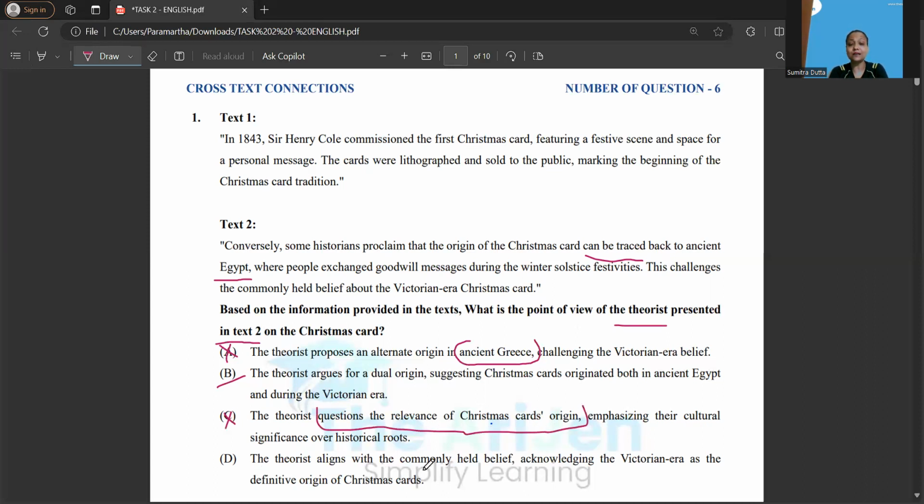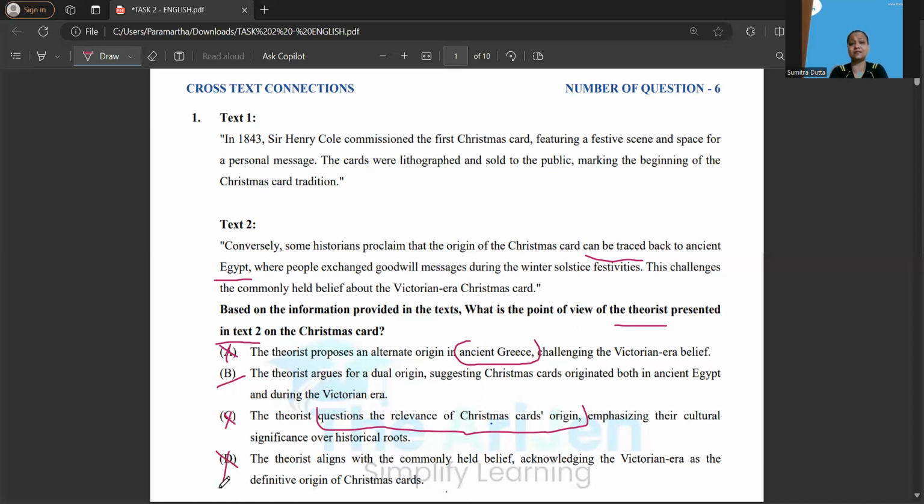Number D, the theorist aligns with the commonly held belief, acknowledging the Victorian era as the definite origin of the Christmas card. Commonly held belief, acknowledging the Victorian era? No, they actually never supported Victorian. They said that it can be traced back to Egypt. They actually challenged it. So out of these 4, D cannot be the answer.